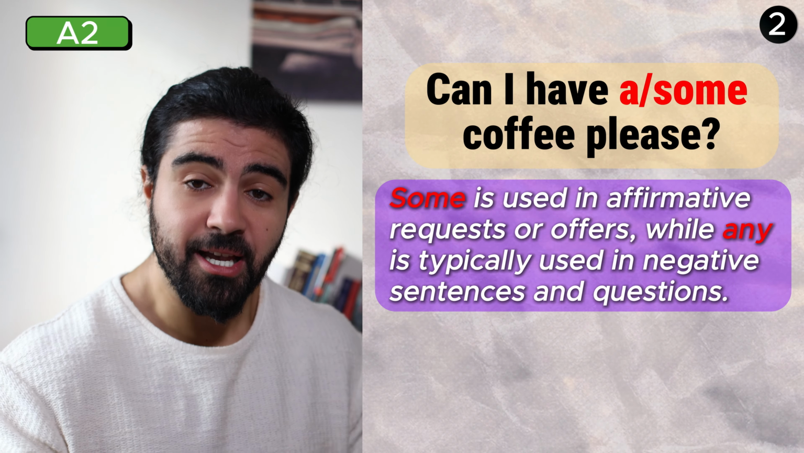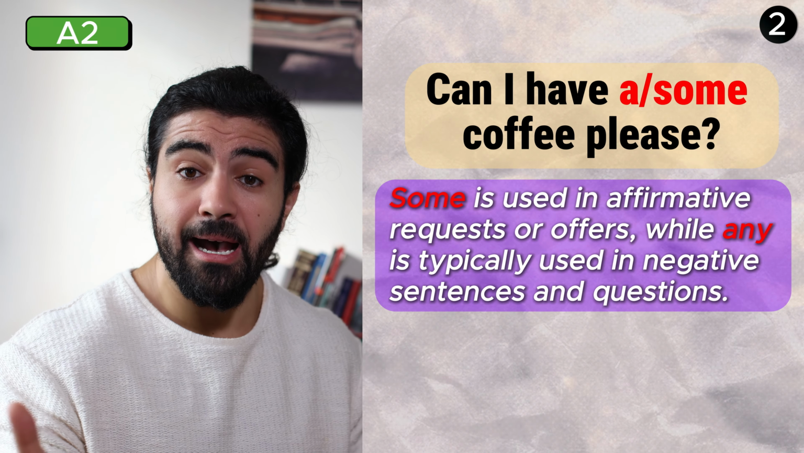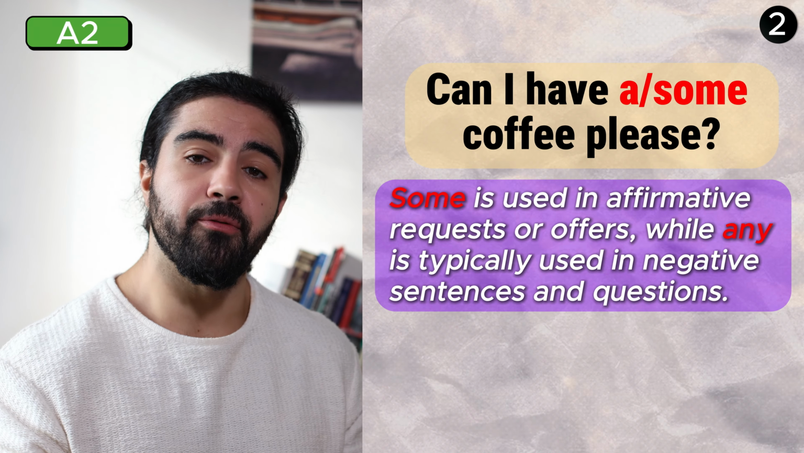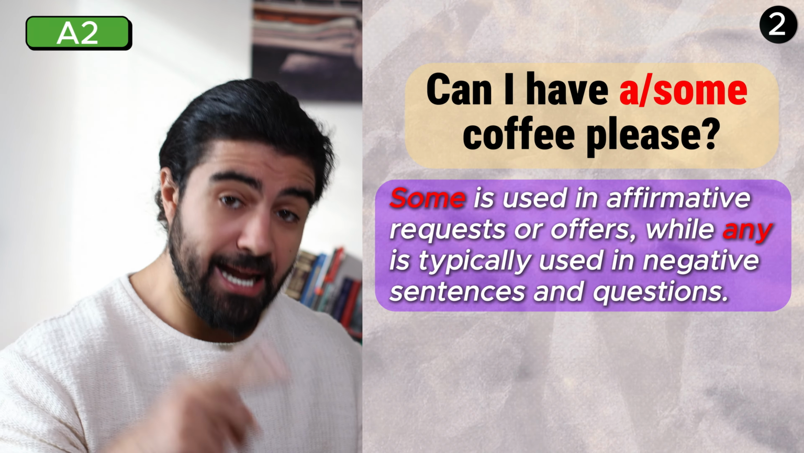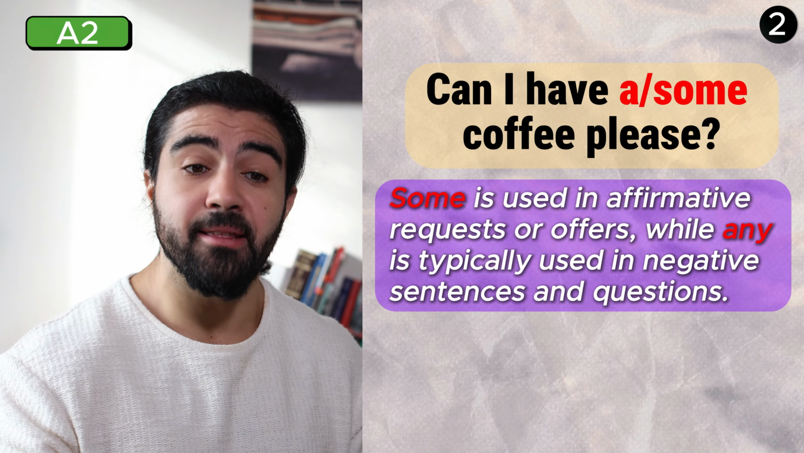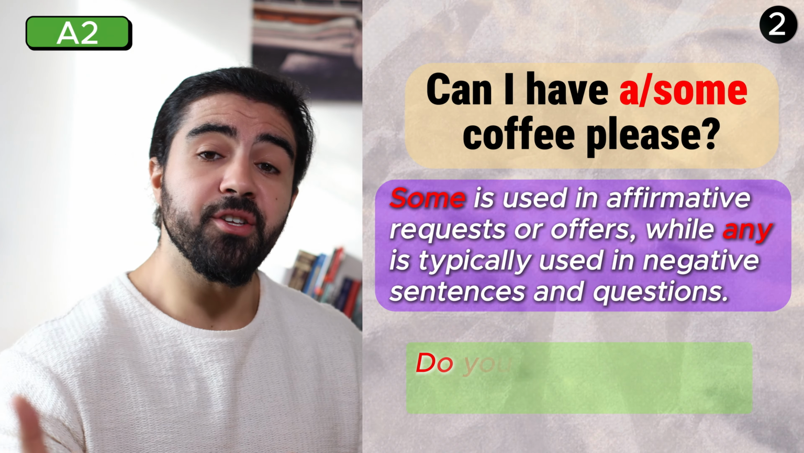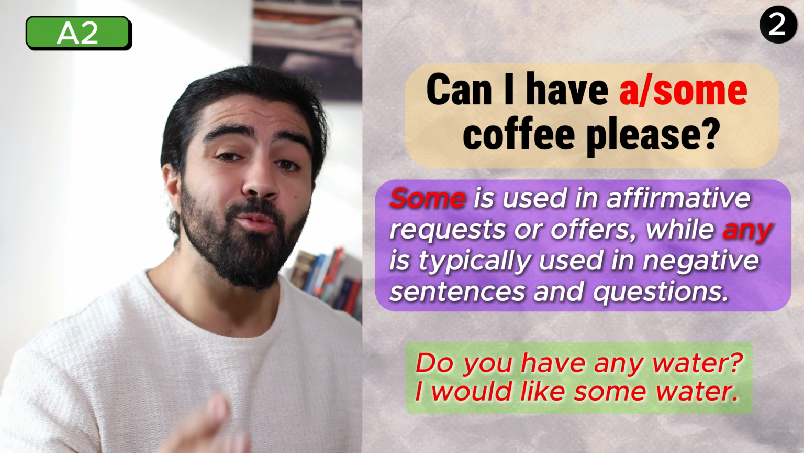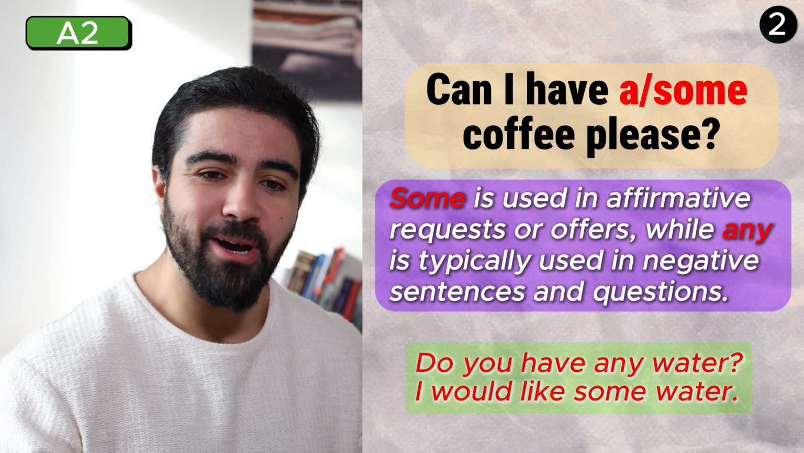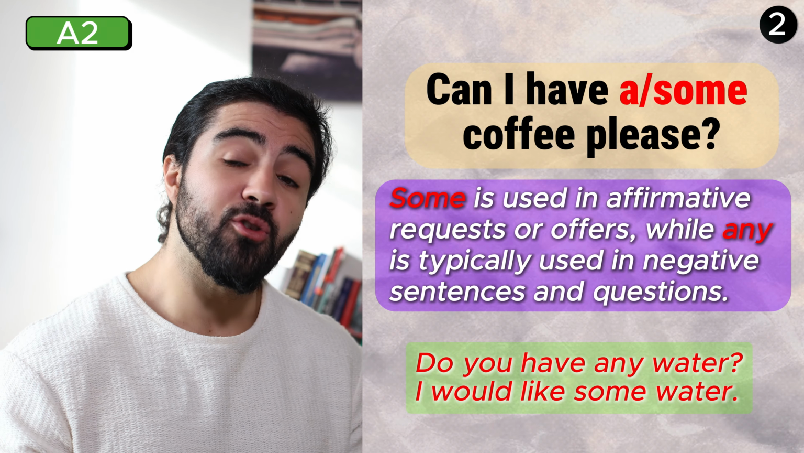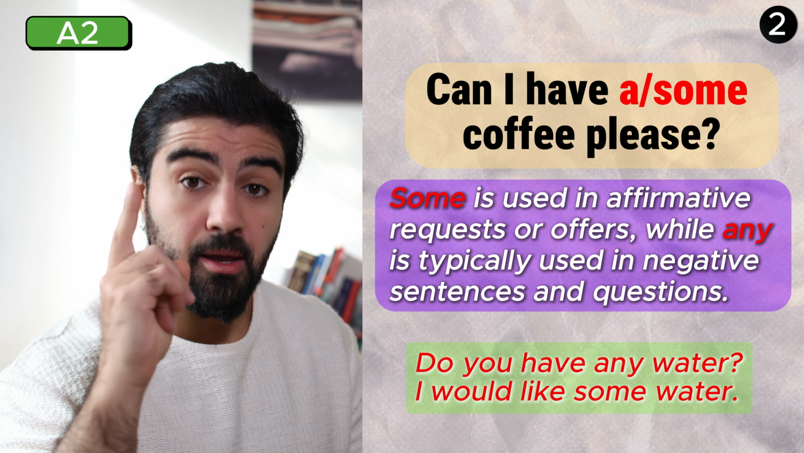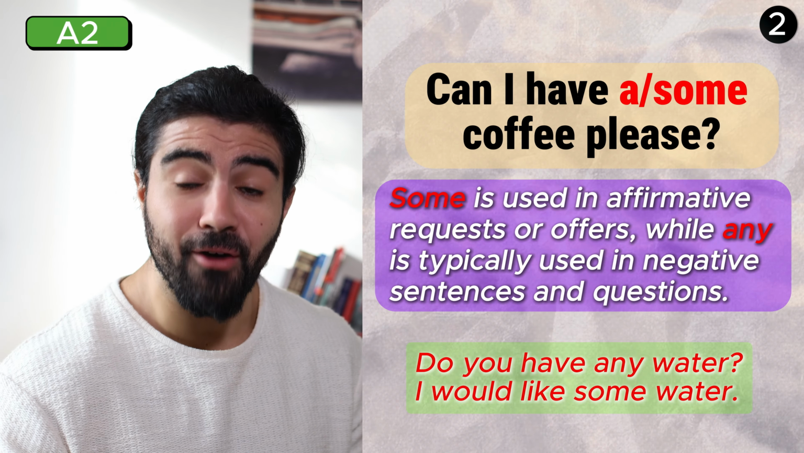Can I have coffee, please? 2 correct answers. Can I have some coffee? And can I have a coffee? Some is used in affirmative requests or offers, whilst any is typically used in negative sentences and questions. For instance, you might say, do you have any water when asking? But I would like some water when making a request. A can also be used to indicate 1 cup.